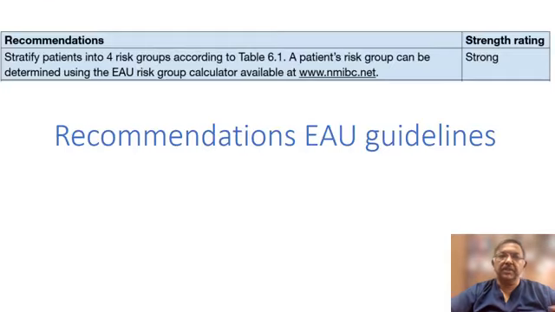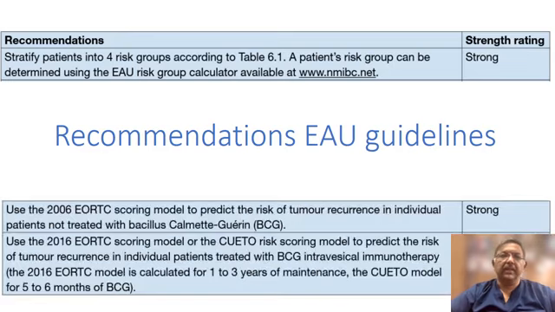If you look at the guidelines, very clearly we should stratify patients into low, intermediate, high, and very high risk categories. You can determine that by using nmibc.net. This is something you can download through this website, and it is strongly recommended by the guidelines. Now, the 2006 EORTC scoring model to predict the risk of tumor recurrence in individual patients treated with BCG is also strongly recommended.